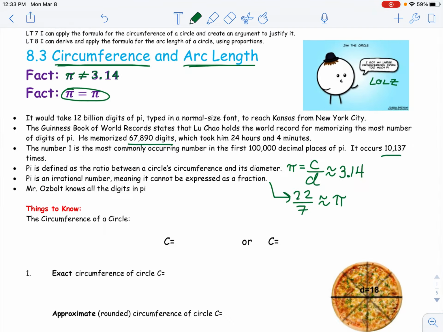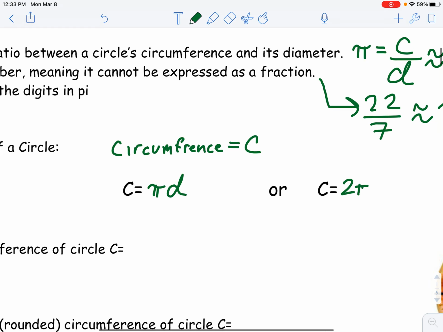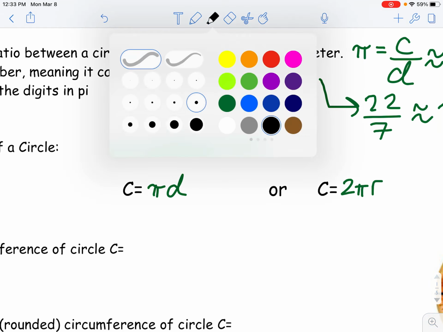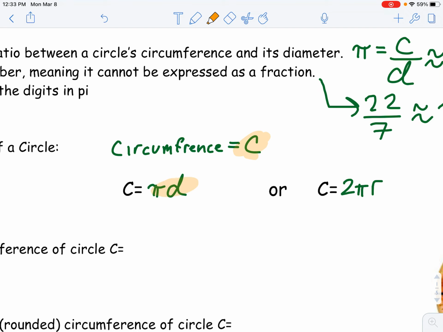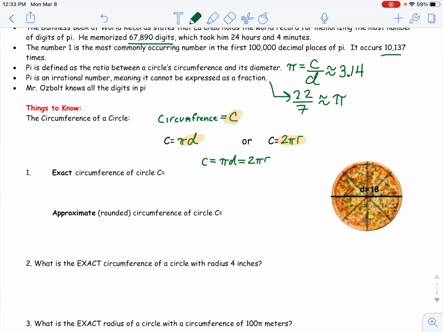So things to know. All right, circumference of a circle. Let's get this clear. The circumference obviously equals C. You can also express it as pi times diameter or 2 pi r. Something we have to realize is that C, pi times diameter, and 2 pi r are all the same thing. They all equal each other. They're technically interchangeable, which can be useful depending on what we're trying to find.